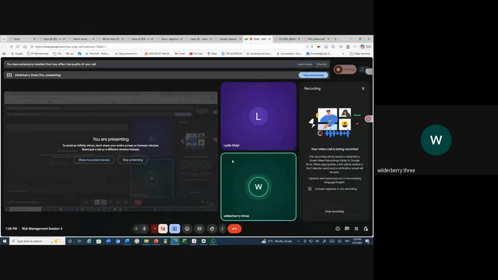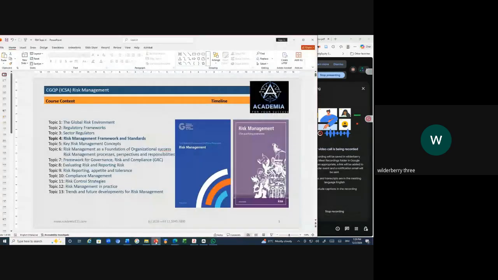You can look into it at any time. Okay, yeah. Then let's start into today's topic. Today we already have our fourth topic. That's about the risk management frameworks.